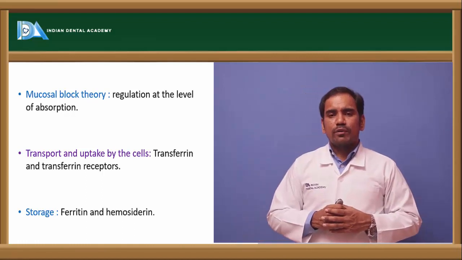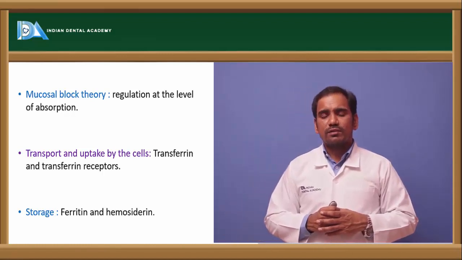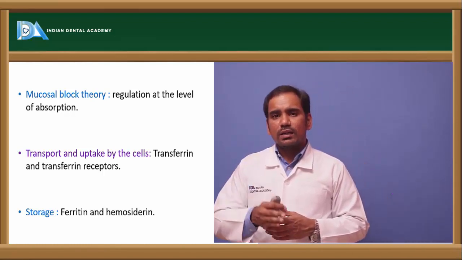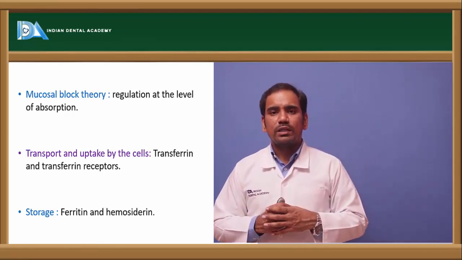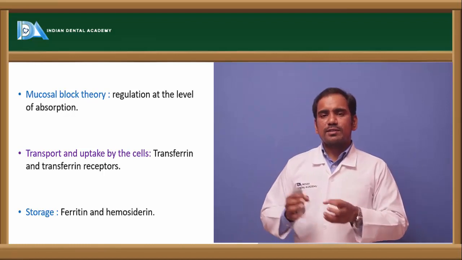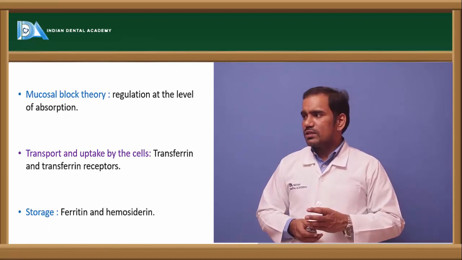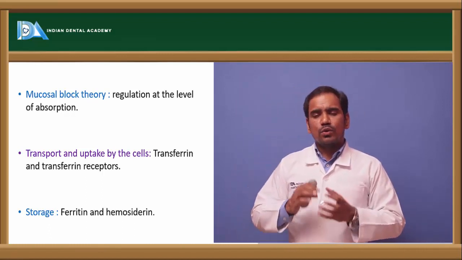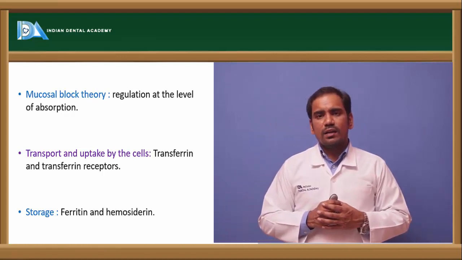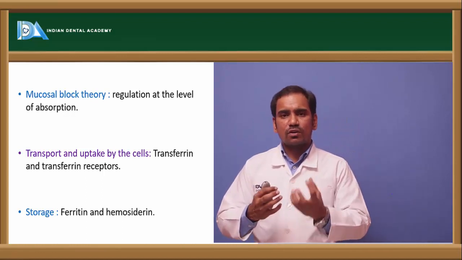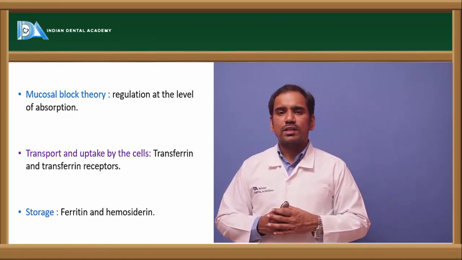That ferric form now reacts with apotransferrin and is converted into transferrin. Apotransferrin is the protein part of the transferrin, and the non-protein part is iron. Those two form the transferrin. That transferrin transports the iron to the target tissues. Most of the tissues have receptors for transferrin, and the transferrin receptor complex is internalized, and thereby the iron enters the target tissues and cells.